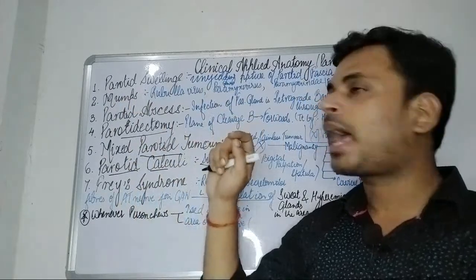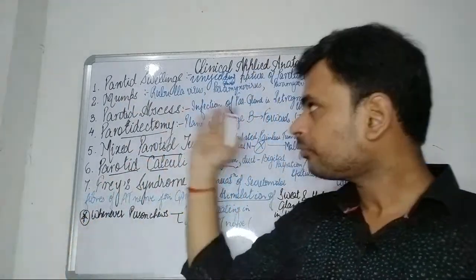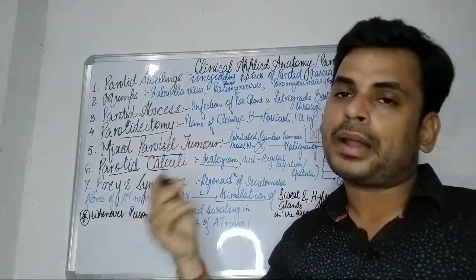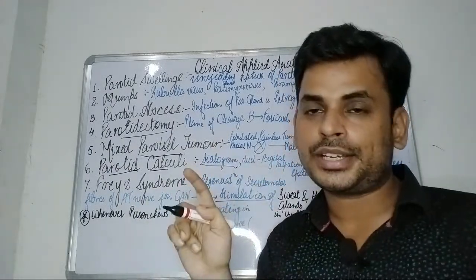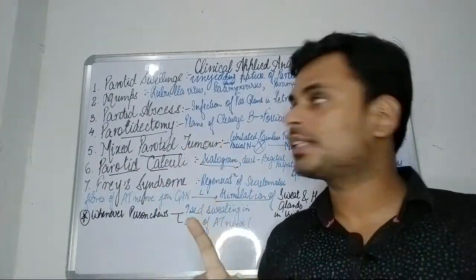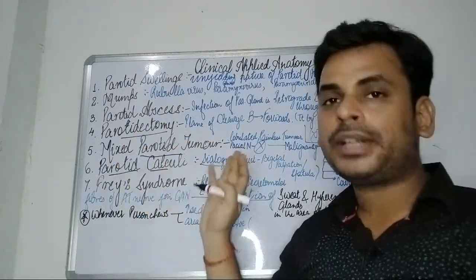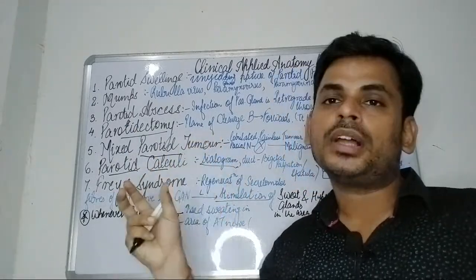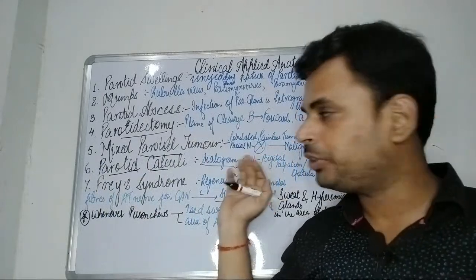Next is the parotid abscess. There is a retrograde bacterial infection through the Stensen's duct into the parotid gland, and a parotid abscess can form. The important thing is that a horizontal incision is given, and a vertical incision is avoided. Next is the mixed parotid tumor, which is a benign condition.